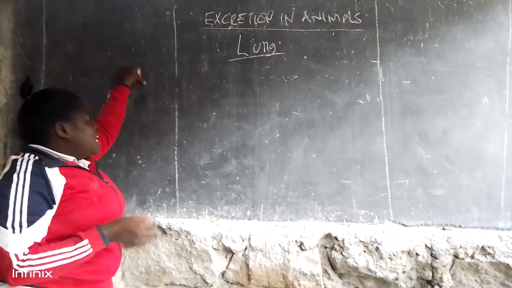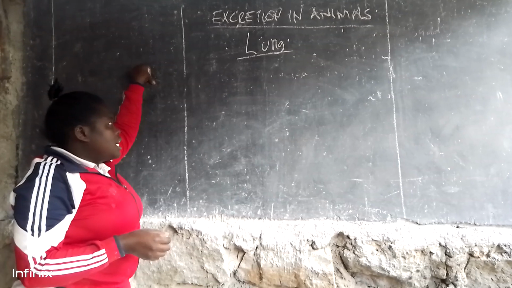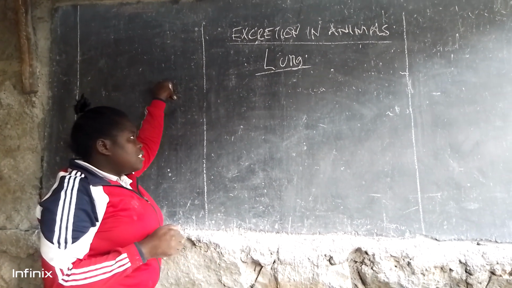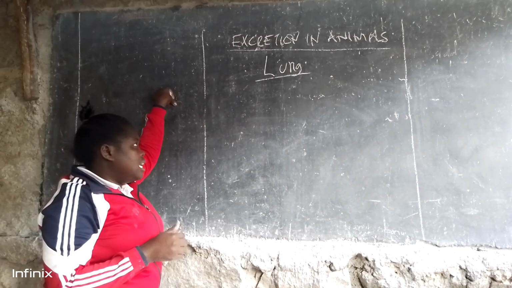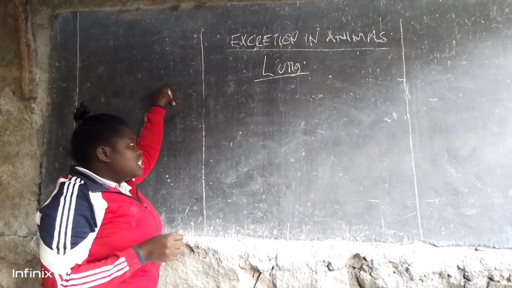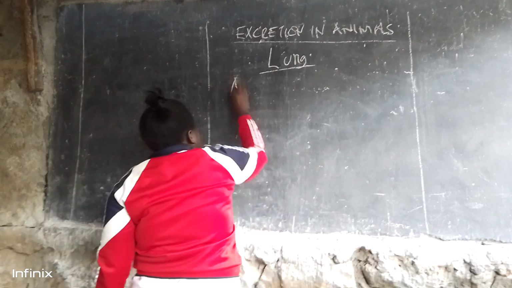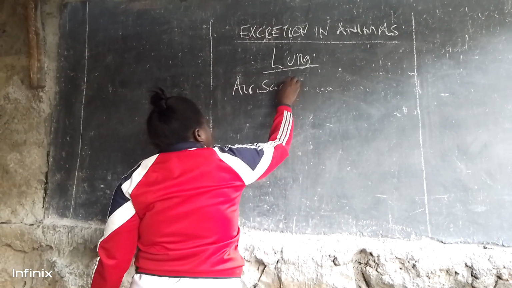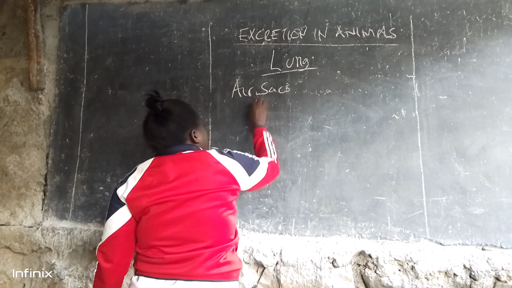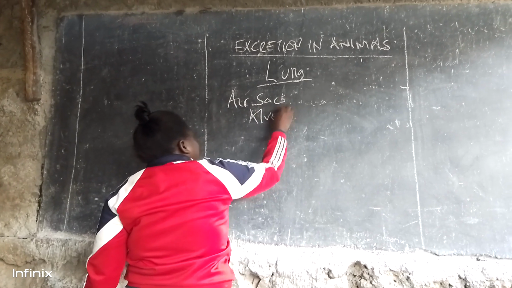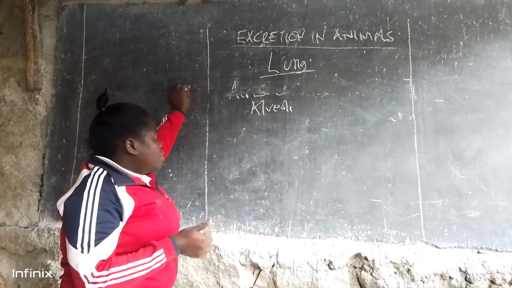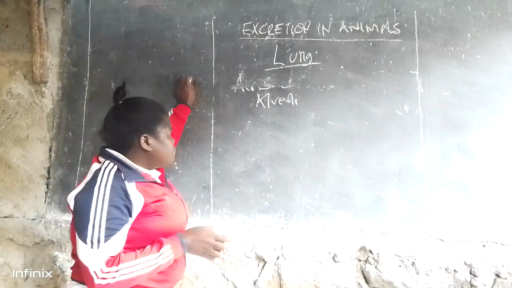Lung is an excretory organ, as I said, in birds, reptiles, even in amphibians. How does excretion occur in the lung? Lung consists of very many air sacs called alveoli.